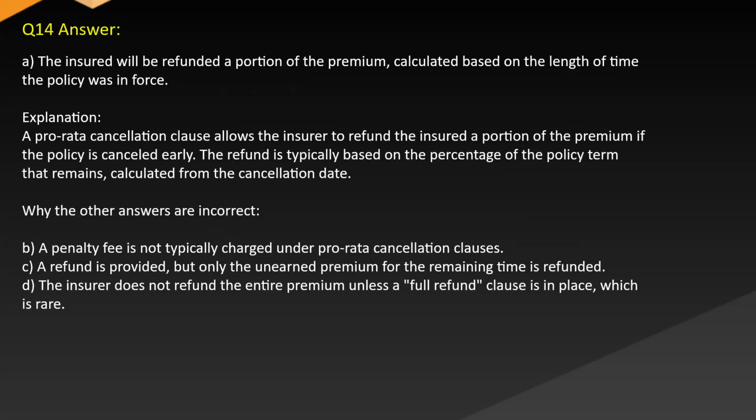Answer: A. The insured will be refunded a portion of the premium calculated based on the length of time the policy was in force. Explanation: a pro rata cancellation clause allows the insurer to refund the insured a portion of the premium if the policy is cancelled early. The refund is typically based on the percentage of the policy term that remains, calculated from the cancellation date.